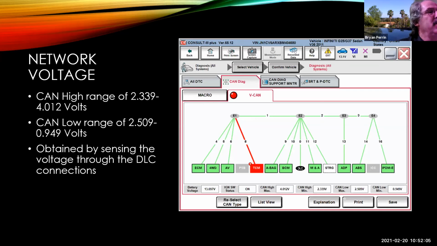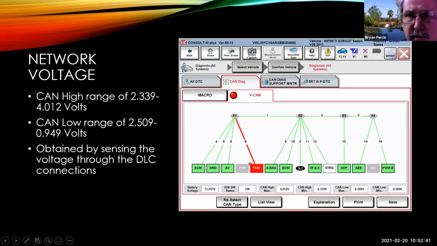So here, Nissan on their factory scan tool does a network voltage test. My CAN high normally goes from 2.5 to 3.5, and my CAN low goes from 2.5 to 1.5. If you notice, we do overshoot a little bit, both on the 3.5 and the 1.5 as it toggles. This is normal because we're sending that electrical signal out and coming back, so we're getting some movement on it. So you're not going to see exactly that. But again, this is from sensing the voltage through the DLC connections, and it's displayed on the lower part of the scan tool here.